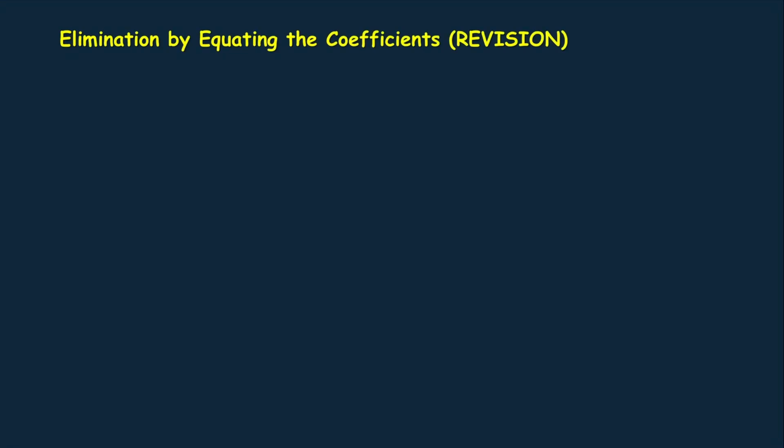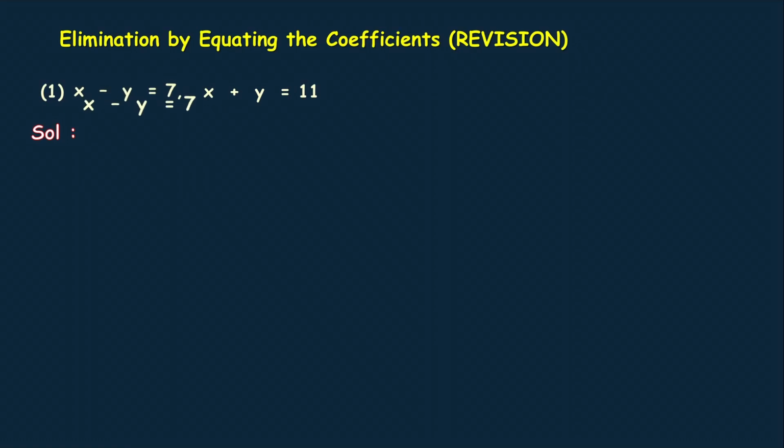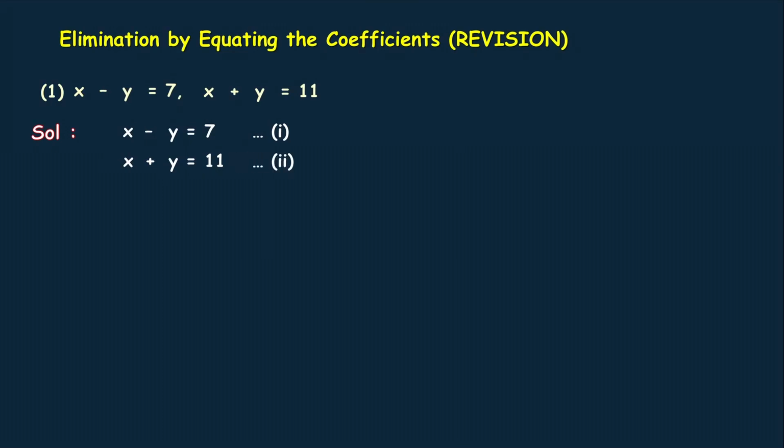First method, by equating the coefficients. So I give you 2 linear equations now. x minus y is 7 and x plus y is 11, and I am asking you what will be the value of x and y. Imagine you made these 2 equations from a word problem, or the number of chocolates that are being distributed among students. You made these 2 equations from real life, but now you need to solve them to get the value of x and y.